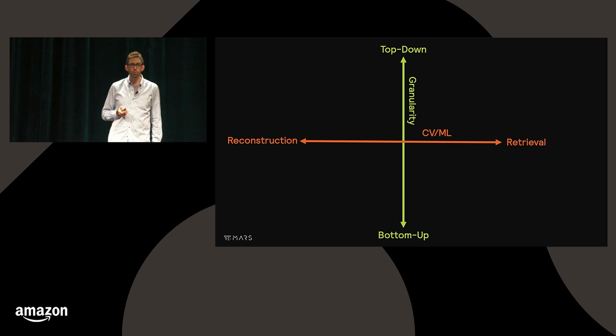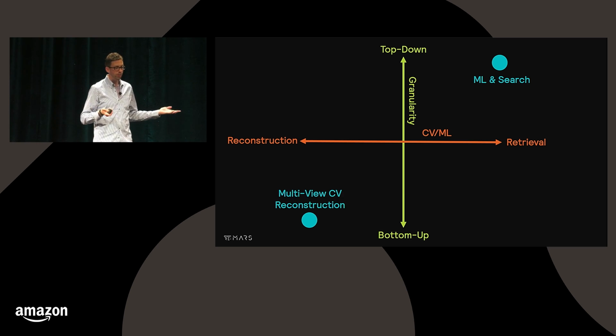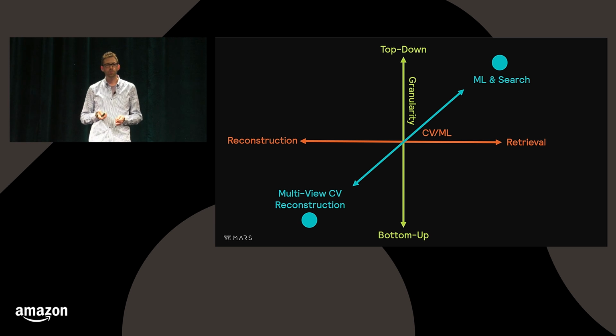So if I look at where machine learning and search sit for the most part, I see them up in this general realm, that it's typically about trying to retrieve something from a large corpus, and it's typically the object as a whole. And what I talked about earlier with multi-view computer vision reconstruction is over here. If you're thinking about this problem, I encourage you to be thinking about this line that connects these two. This is where I think the magic is.